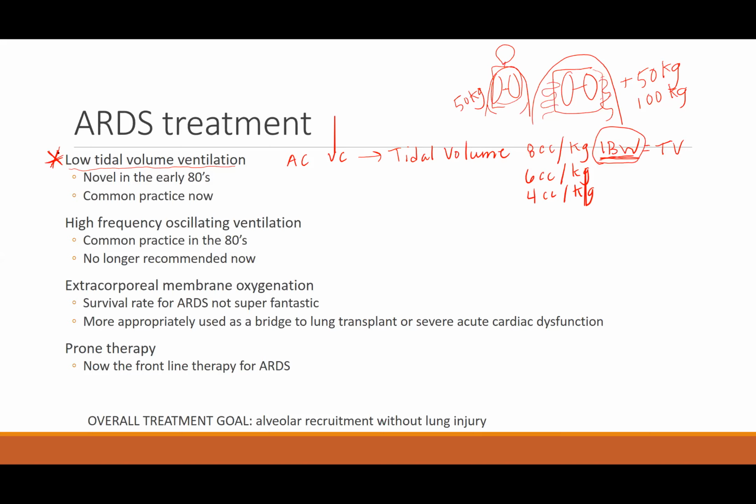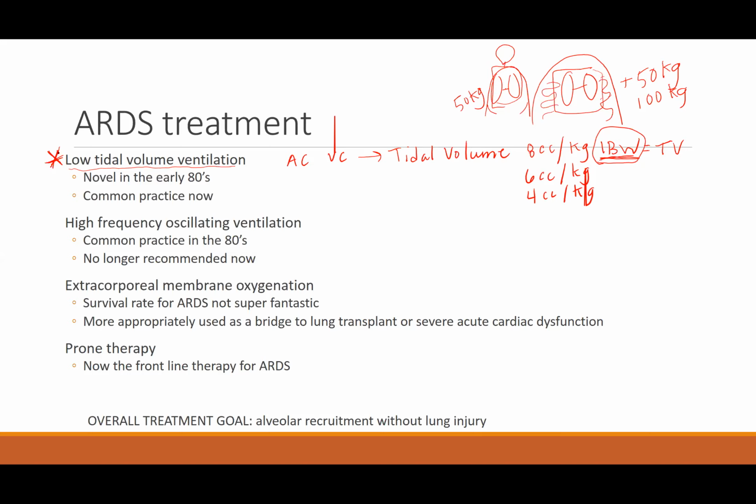Another type of ventilation that we really don't use in the adult population anymore is high frequency oscillating ventilation. I haven't seen this used in an adult in quite some time, so I'm not going to spend any time talking about that. Of course, everybody has questions about ECMO, extracorporeal membrane oxygenation.